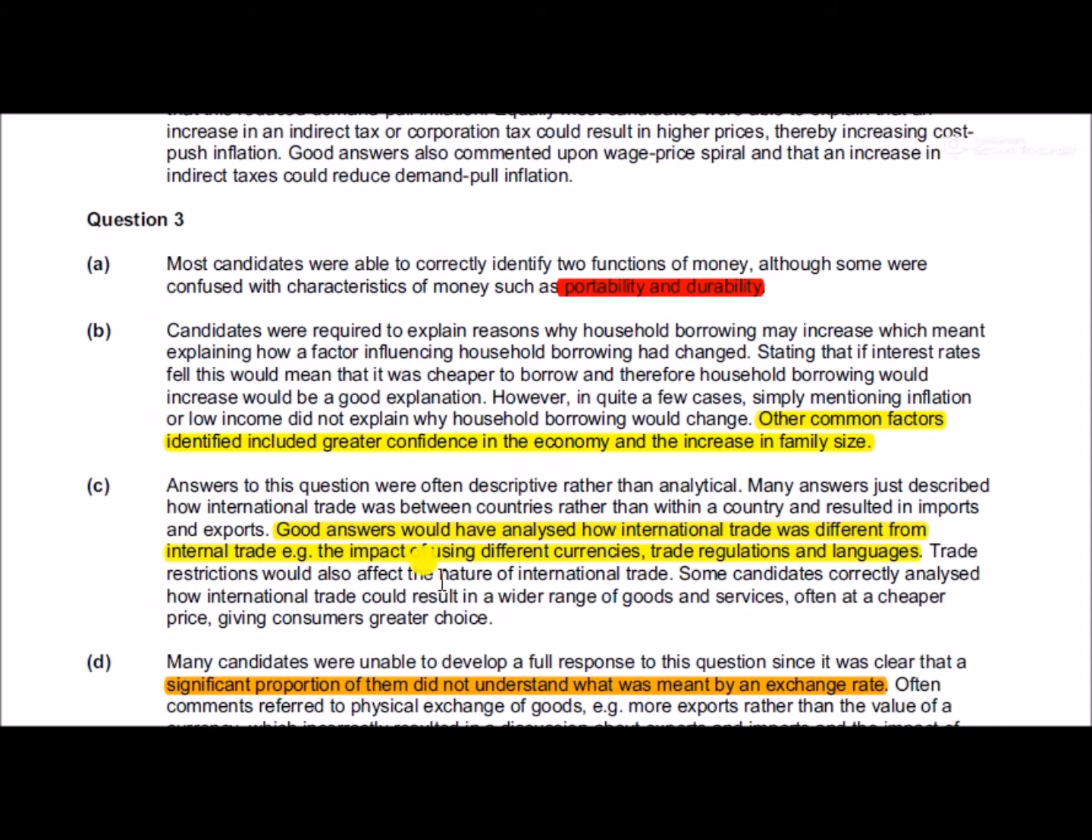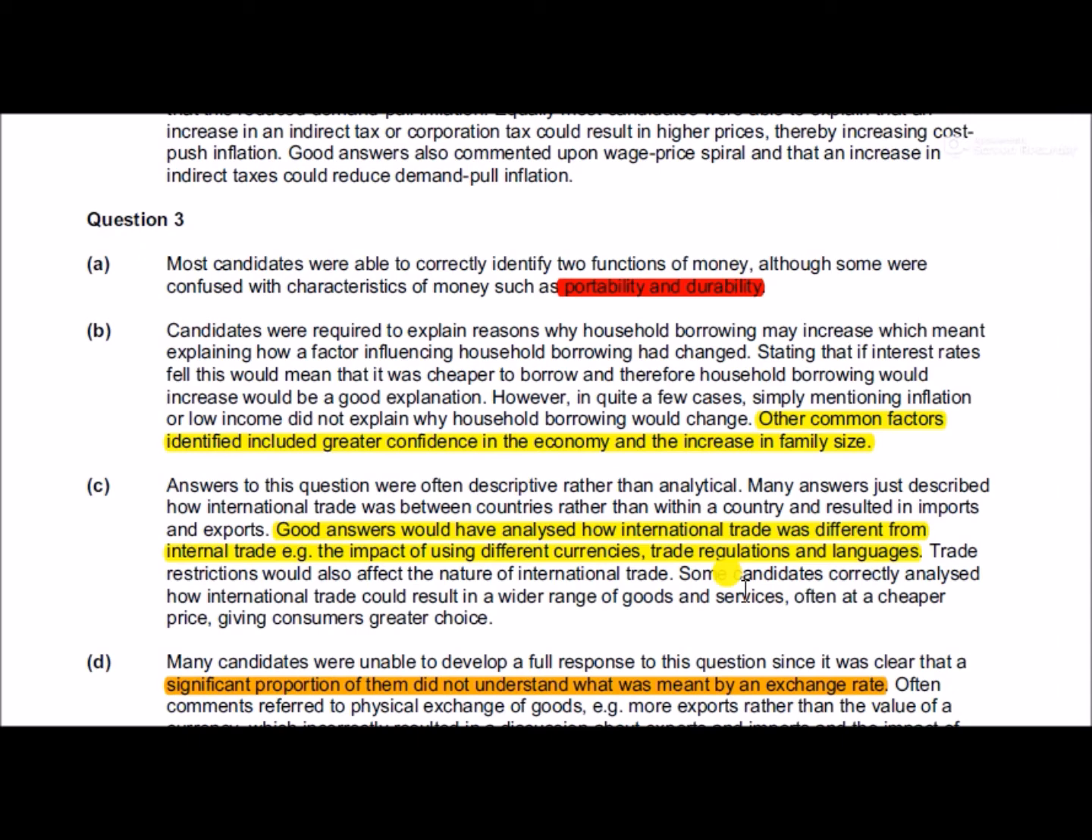Now, did people struggle with this? Let's have a look. Answers to this question were often descriptive rather than analytical. Many answers just described how international trade was different. Good answers would have analysed how international trade was different from internal trade. Example, the impact of using different currencies, trade regulations, languages. So you should be clear in your mind before you even answer that: what is the difference between trading between Birmingham and Manchester and trading between Birmingham and Brussels?